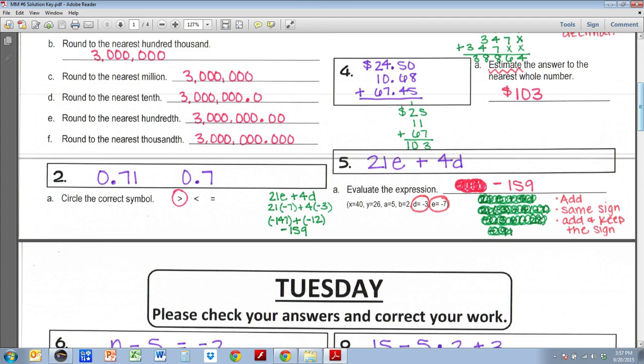Number 2, we have 0 and 71 hundredths, and then we have 0 and 7 tenths. So really what I should do is add a 0 after that 7 so that I'm comparing hundredths and hundredths. 71 hundredths is greater than 70 hundredths, so I'm going to circle that greater than sign.